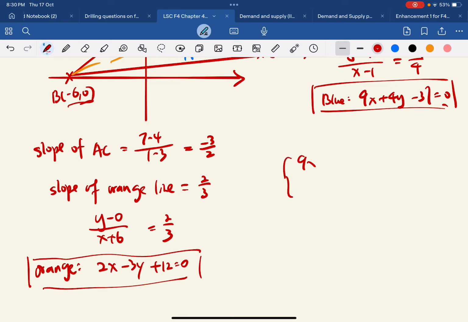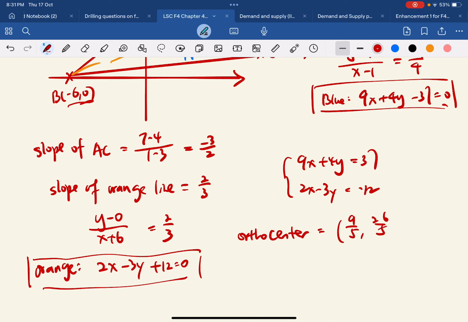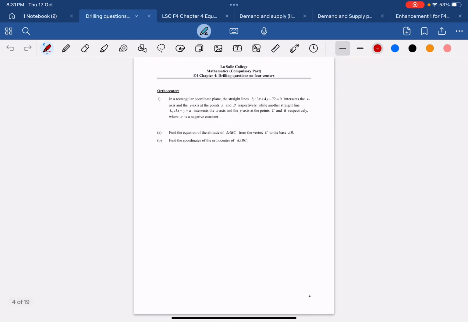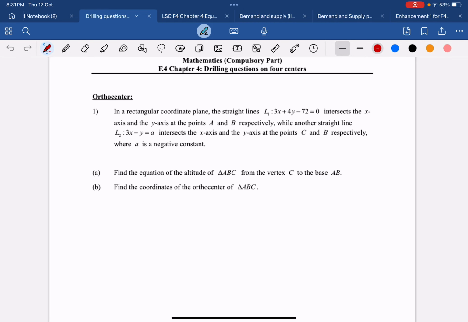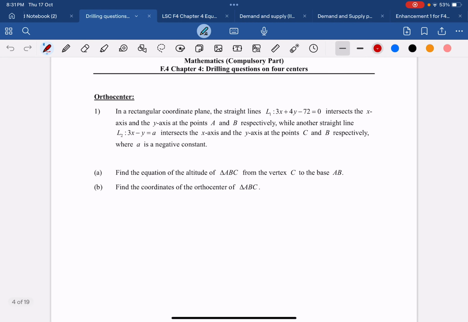So now you set up a simultaneous equation which would give you the coordinate of the orthocenter is (9 over 5, 26 over 5). Okay? So now let's go to more questions before we talk about the circumcenter first. Okay? So you can try to work on question number 1. Okay? So pause it for yourself and then you start working on it.